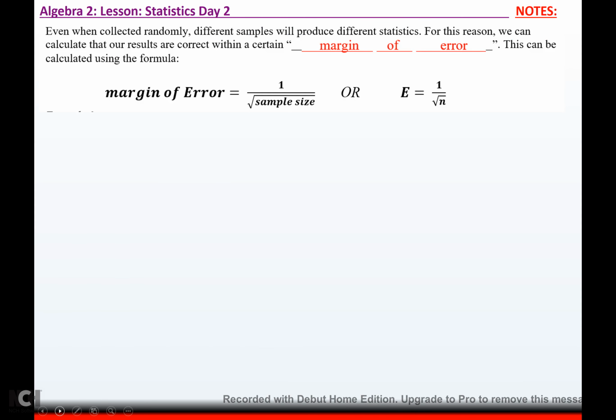Margin of error. It says, even when collected randomly, different samples will produce different statistics. For this reason, we can calculate that our results are correct within a certain margin of error. This can be calculated using the formula. Margin of error equals 1 divided by the square root of the sample size, or E equals 1 over the square root of n.